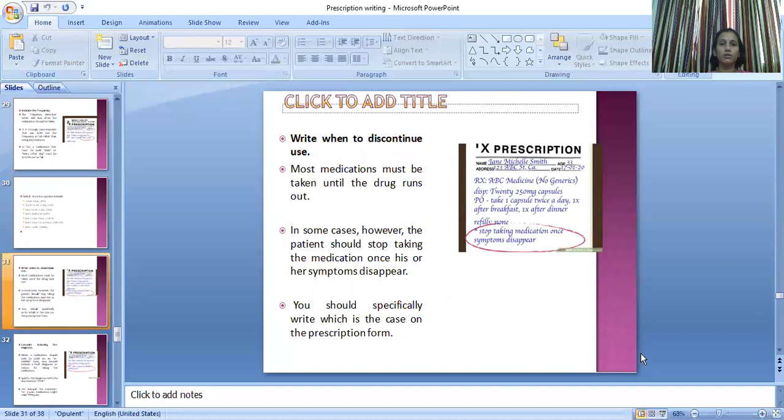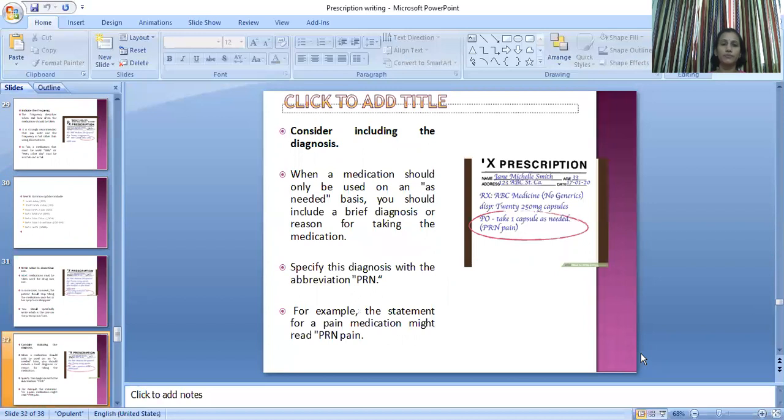So write when to discontinue use. When medications are taken until the drugs run out, in some cases the patient should stop taking the medication once his or her symptoms disappear. So you should specifically write in that case how many days he has to take it and when he has to stop the medication on the prescription.